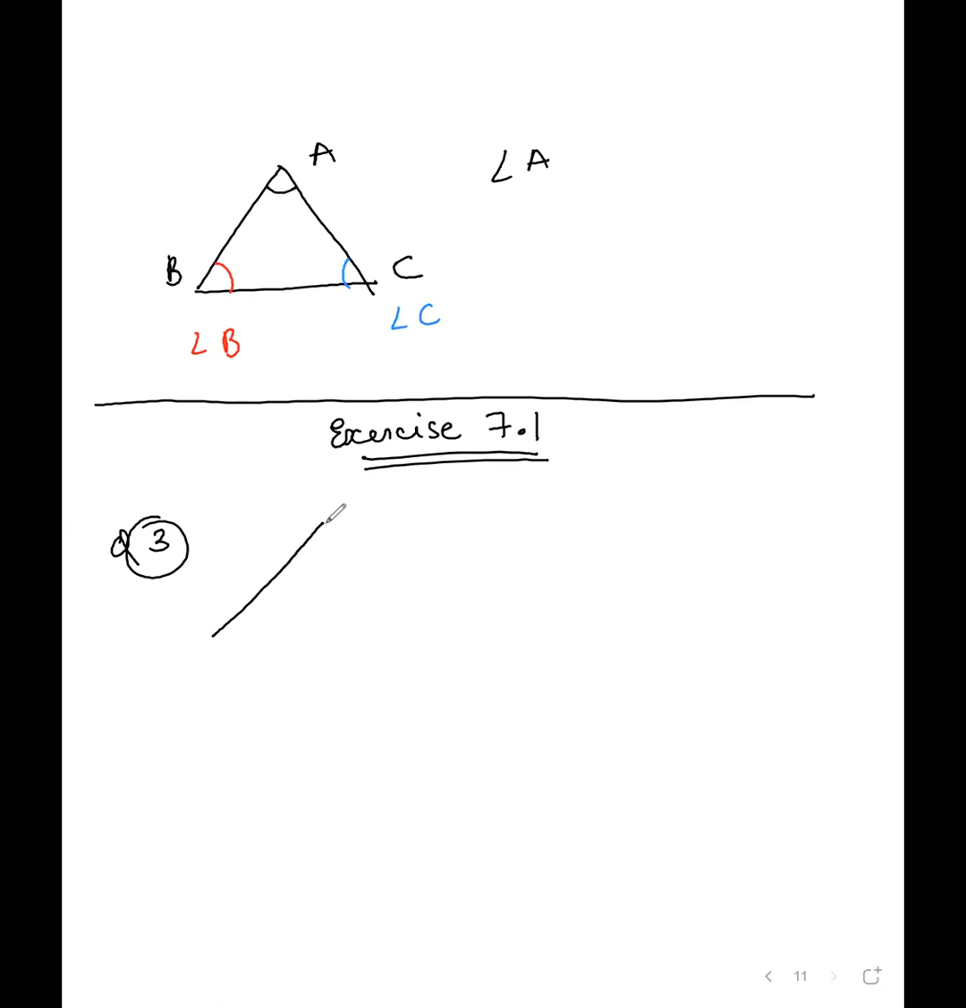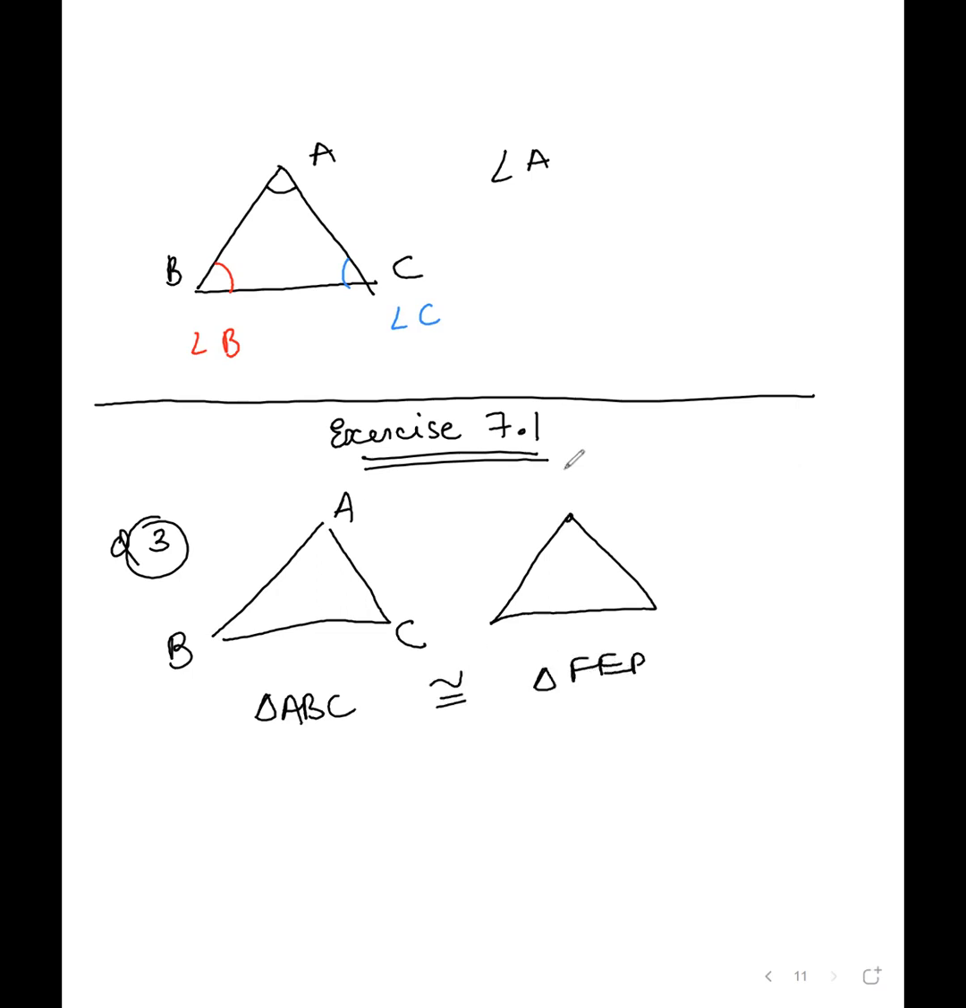Let's draw a triangle over here, ABC, and a triangle over here, FED. This one is triangle ABC. This one is the other triangle, FED, and they are both congruent. What should I name this? F, and the second one E, and this one should be D. I'm sorry, I've written it like a P. You have to write the corresponding parts.